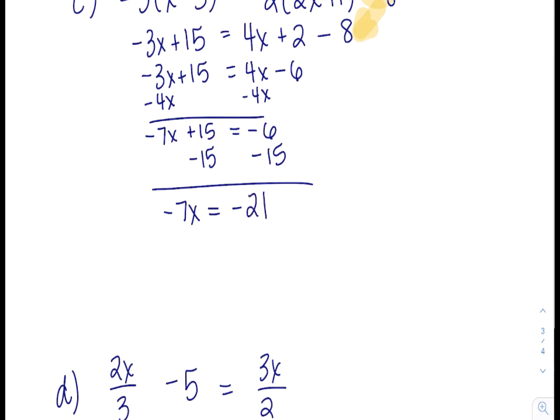They're both negatives, so it's like adding. 6 plus 15 is 21. Since they were both negative, it's negative 21. And then finally, divide by negative 7, so x equals positive 3, since negative 21 divided by negative 7 is 3.